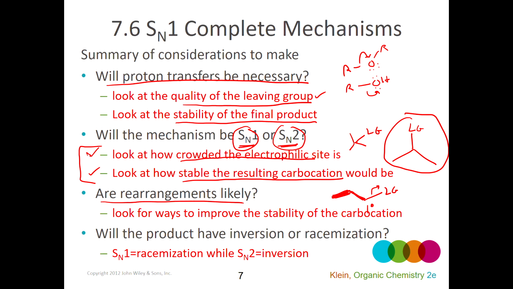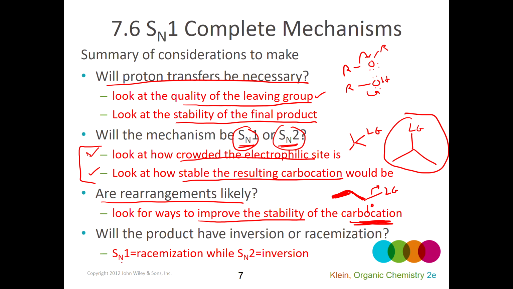Is a rearrangement likely? Anytime you form a carbocation, you always want to look for any possible way to improve its stability. But remember, a carbocation shift will only occur from the very next carbon. So it's not going to be two or three carbons away where a hydride or a methyl shifts over. And it will only be a methyl or a hydride. We're not going to have a tert-butyl group shifting over or anything like that, right? So there are limitations on the types of rearrangements that can occur, but you always want to look for a rearrangement to see if one can improve the stability of the carbocation. If not, then there won't be a rearrangement.